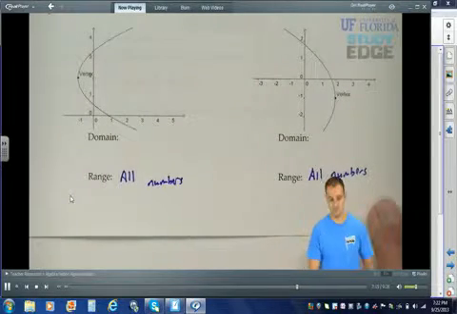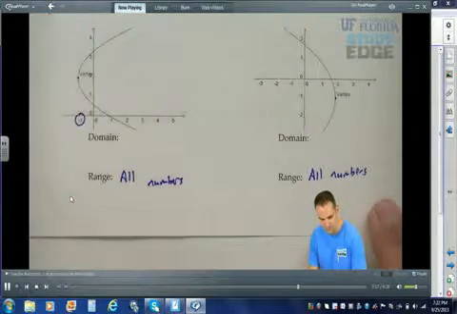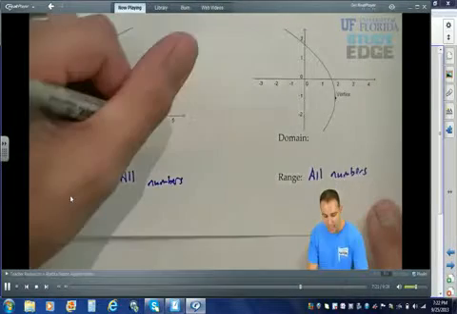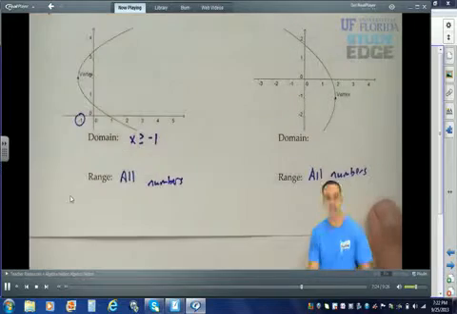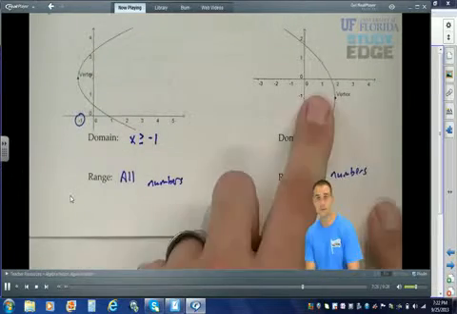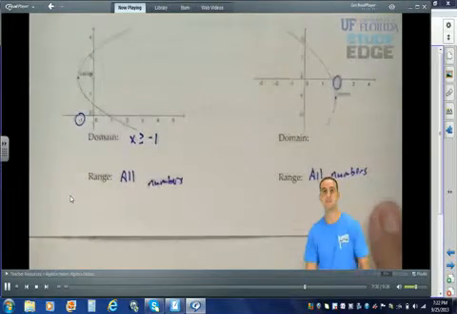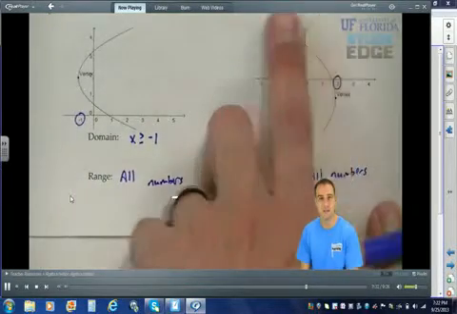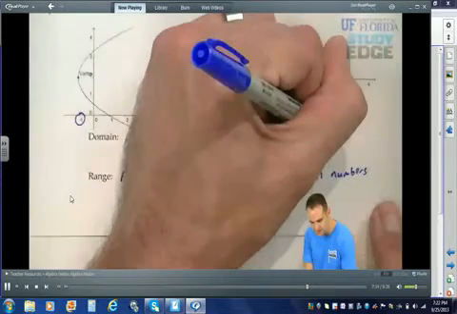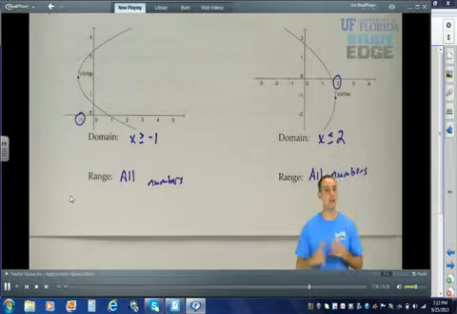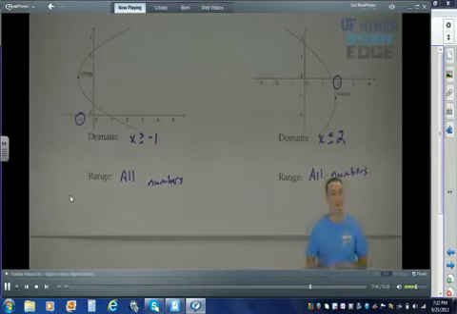Now let's look at domain. Here we have the vertex. The x-coordinate is -1. Is everything greater than or equal to? And we would put x is greater than or equal to -1. For this graph, again, it starts at the vertex 2. Is everything less than? Remember, for x's, less is to the left. Now I would have x is less than or equal to +2. So now that you've seen all these different combinations, it's about that time.